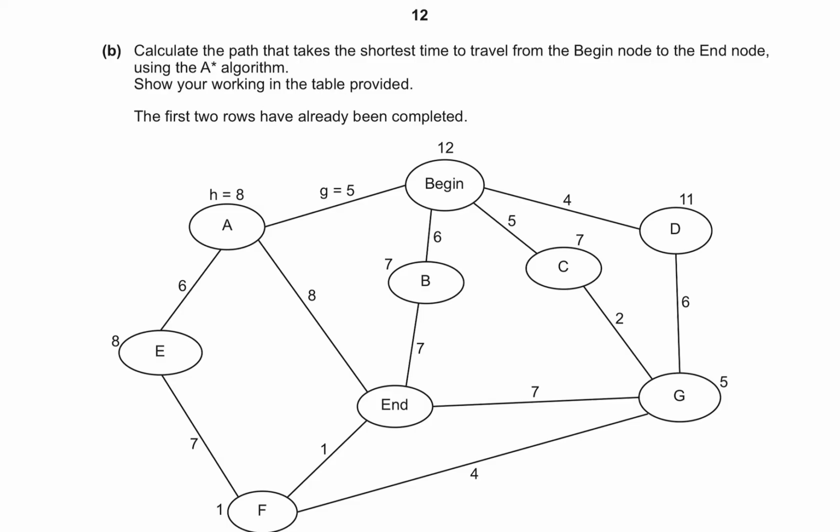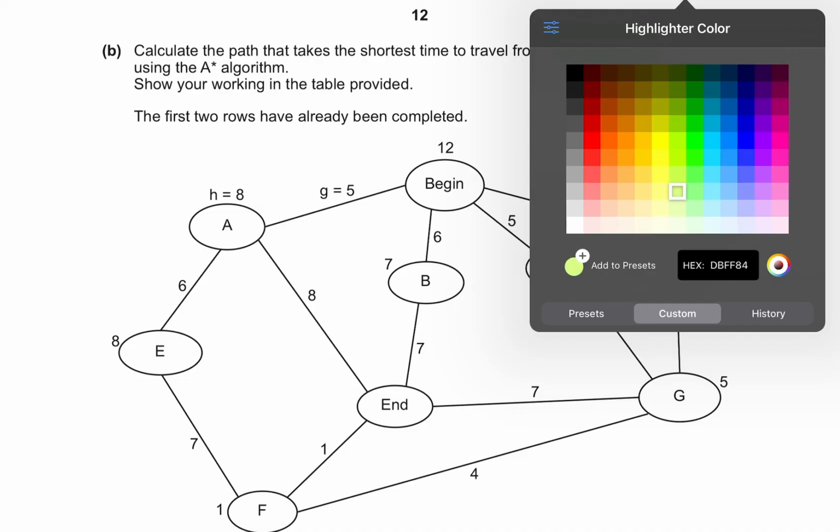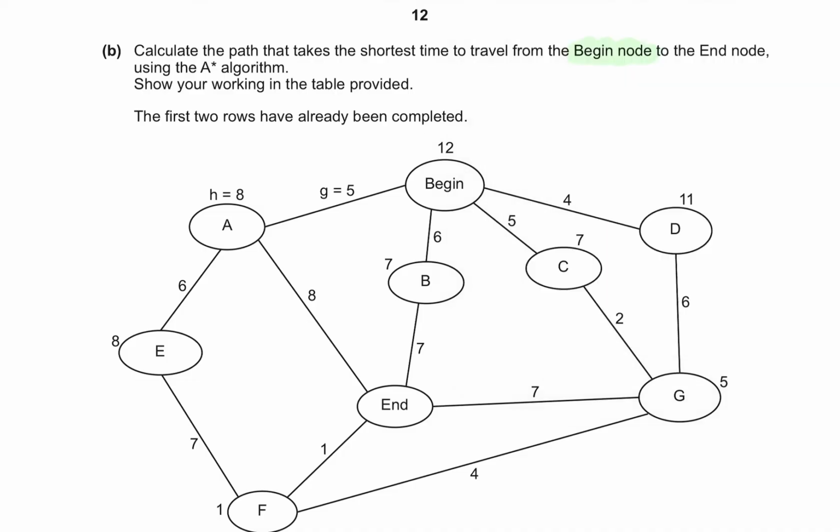The next question is about AI. Calculate the path that takes the shortest time to travel from begin node to end node. There are very few questions on AI. You'll find it in the 2023, 2022 and 2021 papers, since AI was added after 2020.